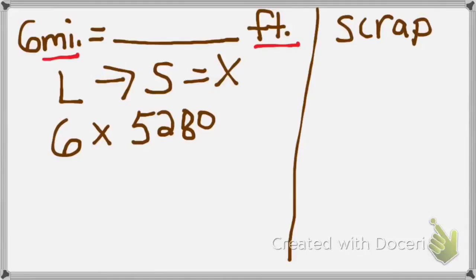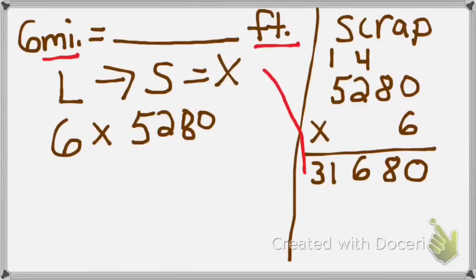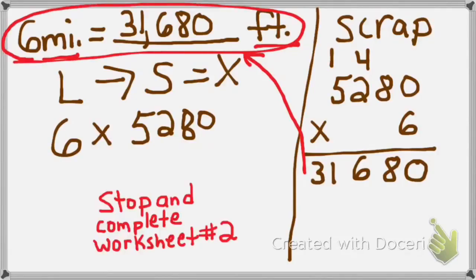As always, it is faster to multiply by putting the number with the most digits on top. So I will say 5,280 times 6, and I'll go ahead and solve this. And I get 31,680. Again, I take that answer and move it up into my answer line. So 6 miles equals 31,680 feet, and this will be my final answer.